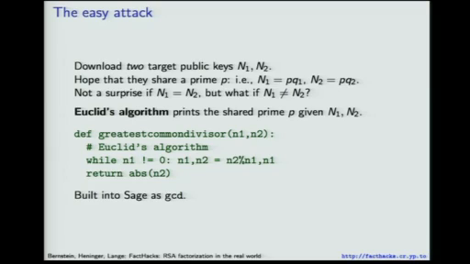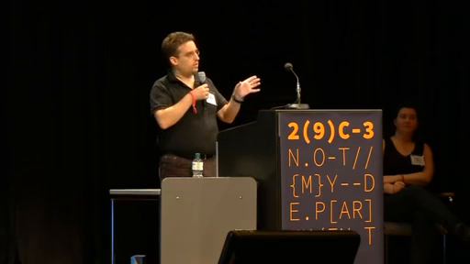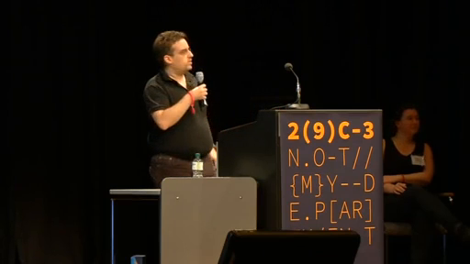You can get the same public key from two places. Google has their keys copied to tens of thousands of servers. That's not a surprise. But if you have two different public keys, they shouldn't be sharing primes. But what if they do? Well, here's this magic Euclid's algorithm, which will just print out the shared prime P. So it's a very simple algorithm.